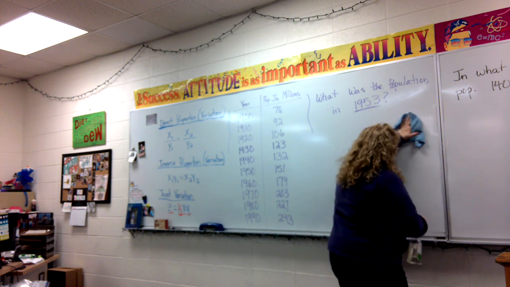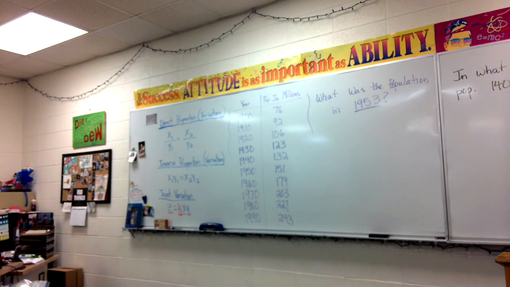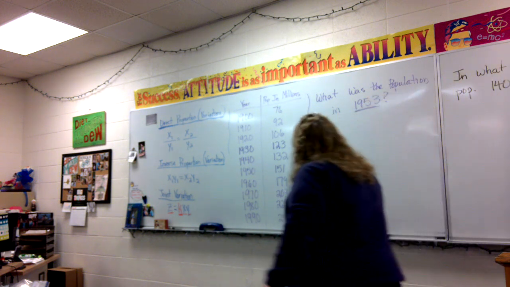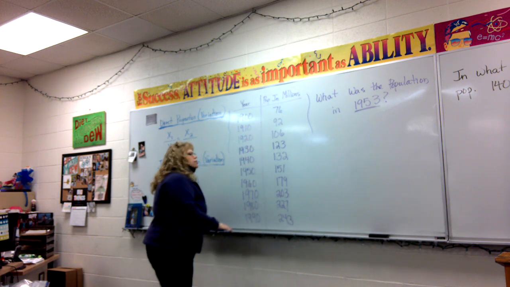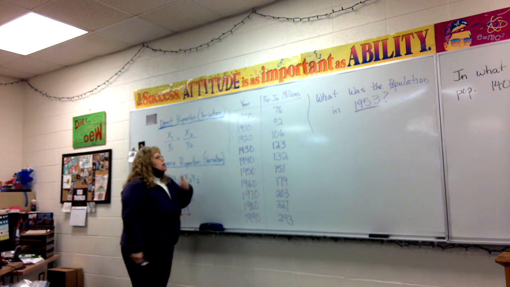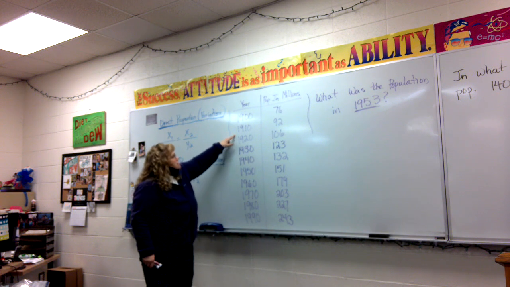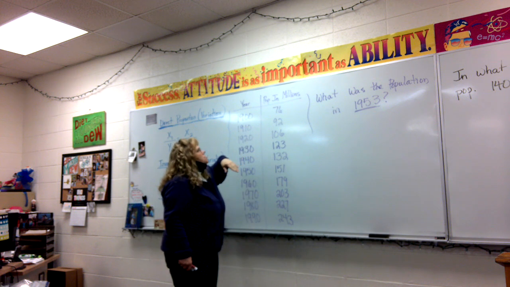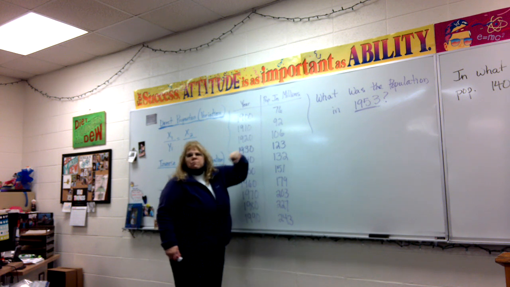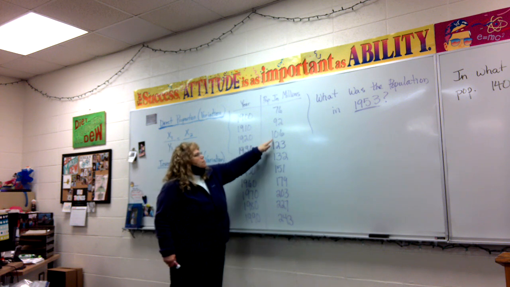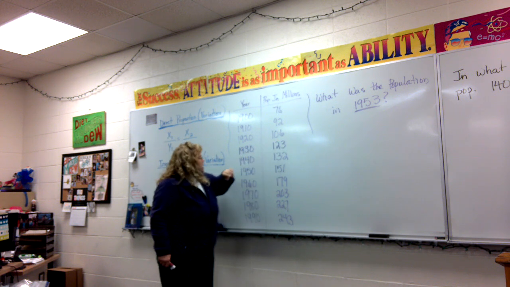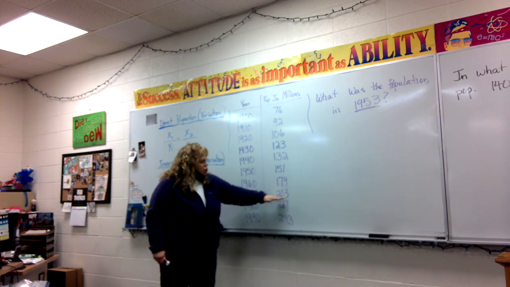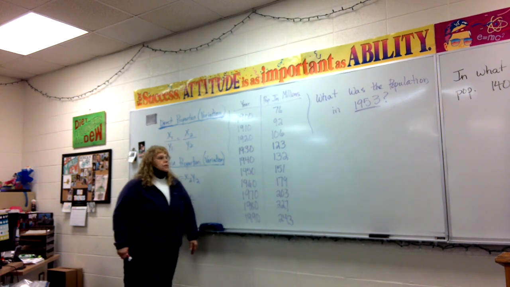So there's a chart in the book on 391, and I wrote it over here so we could look at it together. It's a chart of year 1910, 1920, 1930, and the population of the United States in that year in millions. So in 1920, the population was 106 million. In 1940, it was 132 million. In 1970, 203 million, and so on.